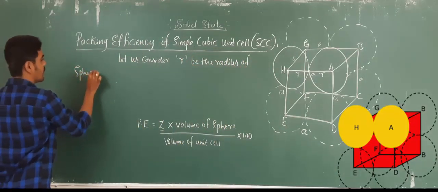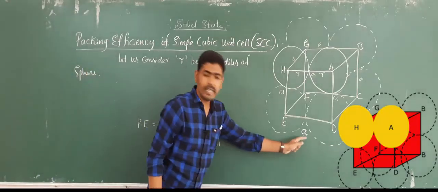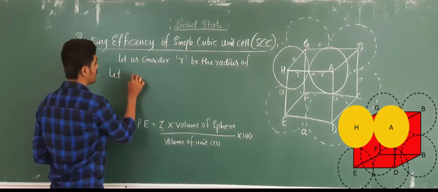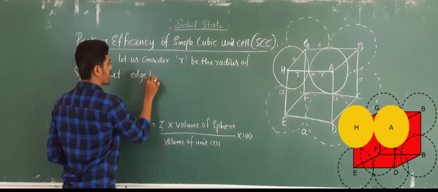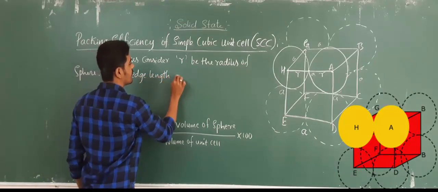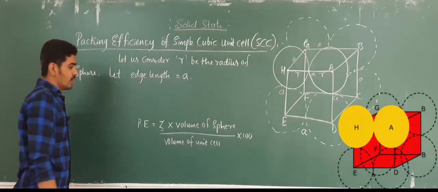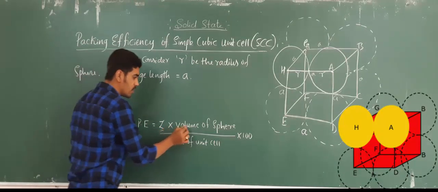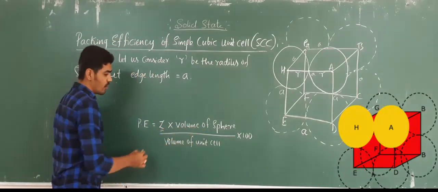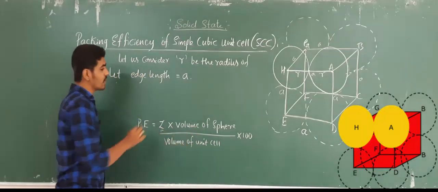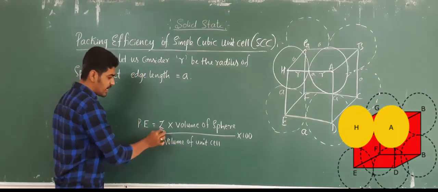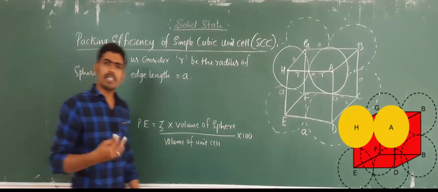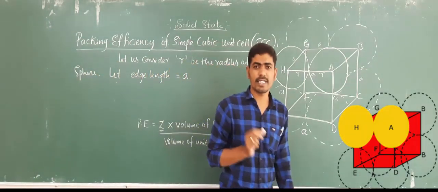Okay, and another thing what I have mentioned, A. What is A? A is the edge length. So let edge length be equal to A. Now first you should know this formula, and whatever values of these things in this formula you want to know, you have to calculate. The first thing is you have to calculate the Z. Z means number of particles. What is the number of particles in a simple cubic unit cell?